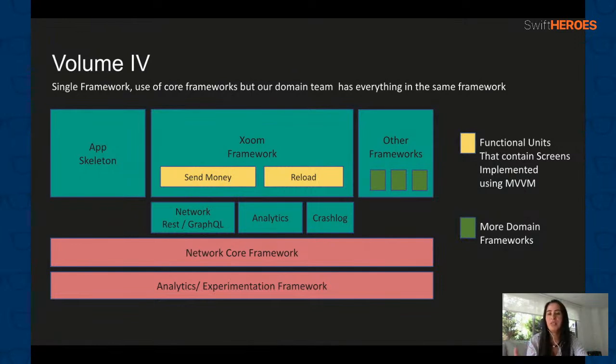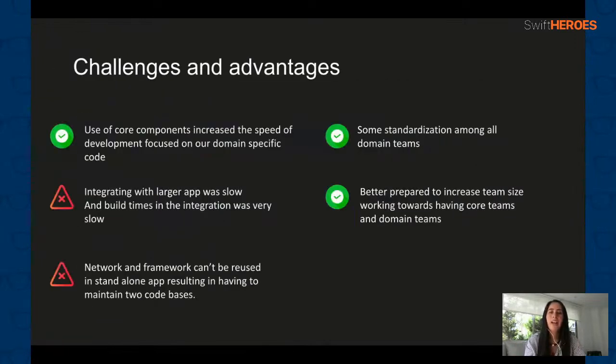As you can see, we still kept only one framework, like one standalone application. We have 2 functional units that are the main products of Zoom. And then we kept having the network layer, the analytics, and the crossword, all of the calls to the larger dependencies in the same place. So we had everything in one place. This also brought us some challenges and some advantages.